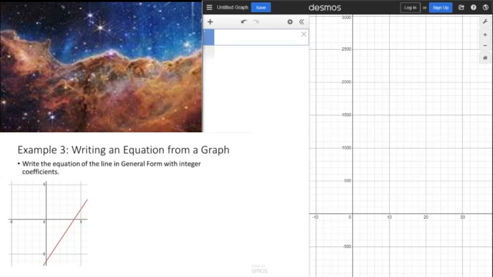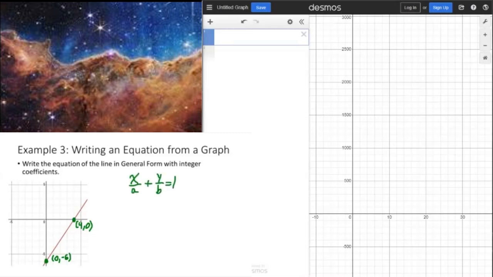Now, taking a look at the graph, we can easily identify what the two intercepts are. The x-intercept, where the graph crosses the x-axis, is the point (4, 0). Down here, we can see the y-intercept is (0, -6). Now that we've identified the intercepts, we can write our equation in the intercept form. That would be the x over a plus y over b equals 1 form.